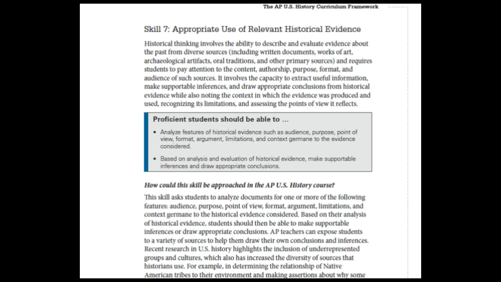Skill number 7, appropriate use of relevant historical evidence. This skill asks you to be able to choose the best evidence about the past, maybe from a variety of different sources, and to consider content, author, purpose, format, and audience, and then to be able to make some inferences from it, to draw conclusions from this historical evidence.